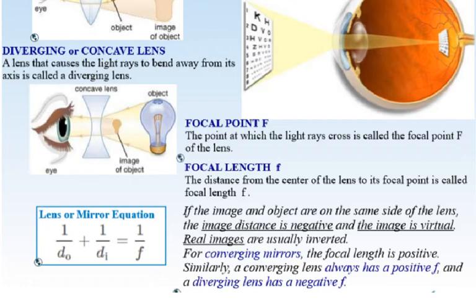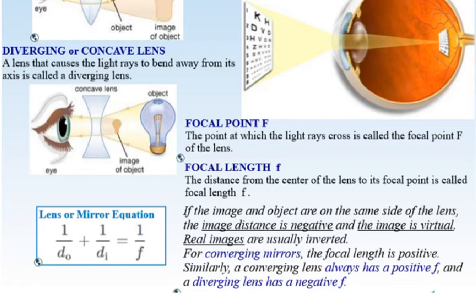If the image and object are on the same side of the lens, because your lens can pass the light through it, the image should appear on the other side of the lens. So the real image should appear on the other side of the lens. But if for some reason an image and the object are on the same side of the lens, the image distance is negative, because there shouldn't be any image where the object is. The image should appear on the other side of the lens, and the image is called virtual.